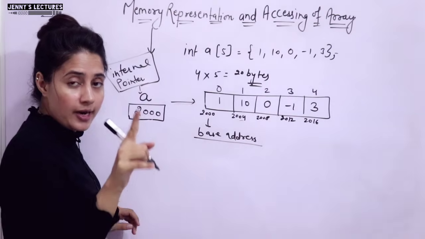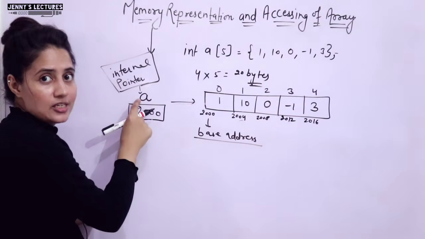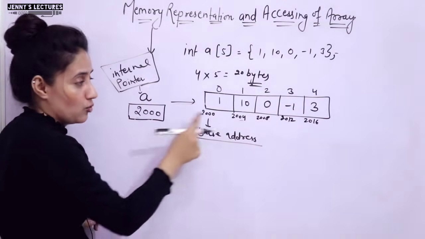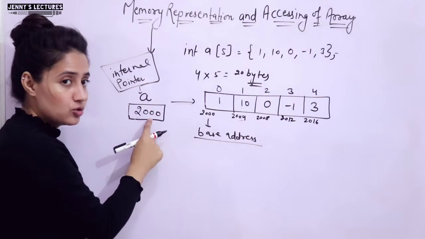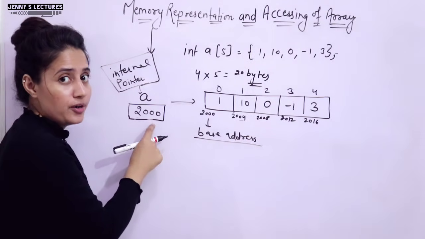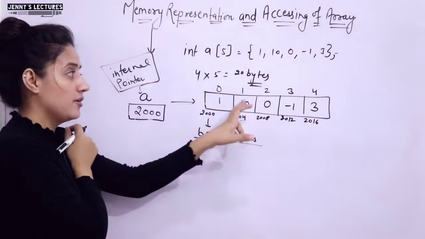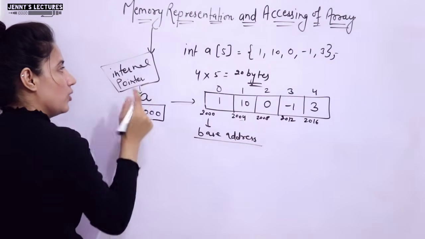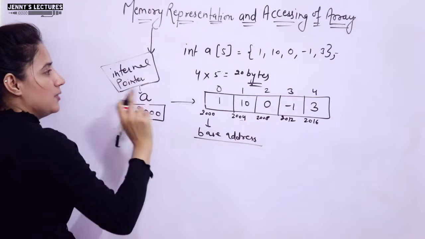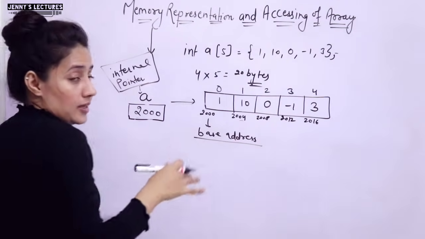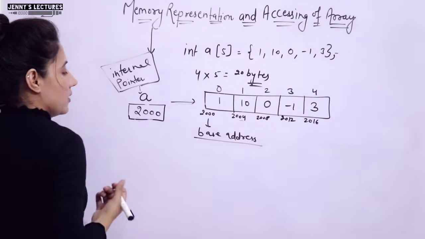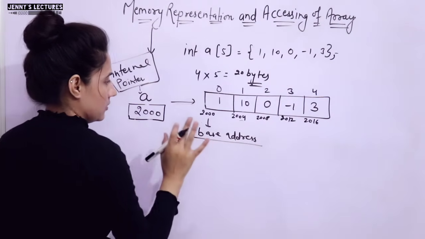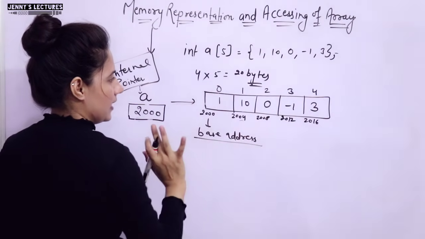Why pointer? I have told you, because it will store the address, the base address of the array. Obviously, pointers are used to store addresses of other variables, right? So that is why it is known as a pointer variable. The array name is a pointer variable; it acts as a pointer variable, right. Now how to access these elements?